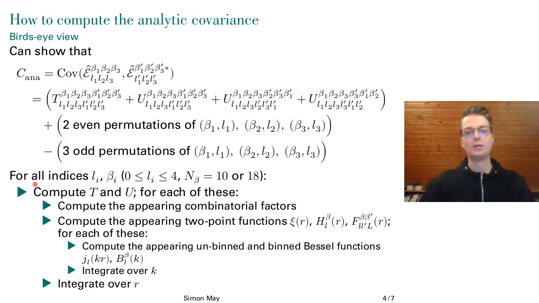Now, for all these indices, you would have to compute T and U. And for each of these, again, there are some combinatorial factors that show up. Then there are also the 2-point functions that I mentioned. For each of these, you have to compute binned and unbinned Bessel functions and integrate them over k. Now, this gives you the 2-point functions. And the products of these, you now have to integrate over R to get a single T or U. And now you have to get a bunch of these T's and U's for each of these indices.